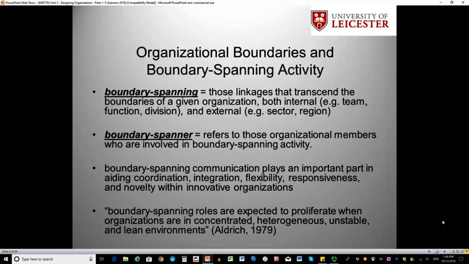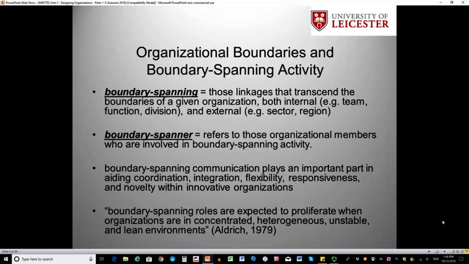So boundary spanning activity is activity that occurs across a boundary within an organisation or beyond a boundary. And funnily enough, an individual that partakes in boundary spanning activity is called a boundary spanner. A boundary spanner is simply a member within an organisation that is involved in crossing boundaries to talk to individuals in other functions, other teams, other divisions, or possibly with individuals outside of the organisation, in other organisations, in other sectors, in other regions.